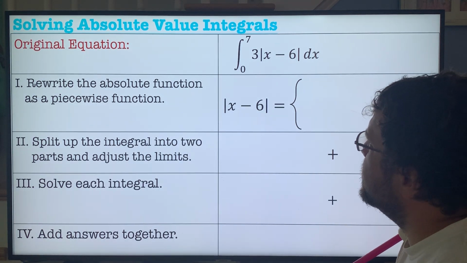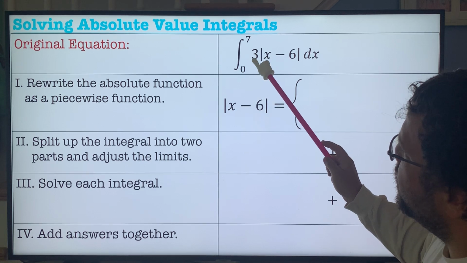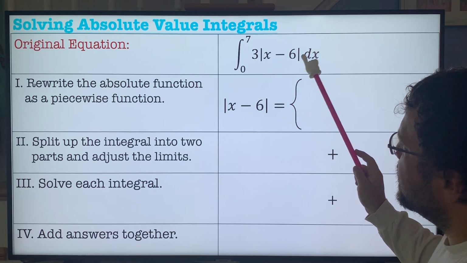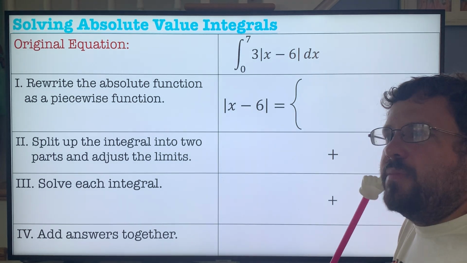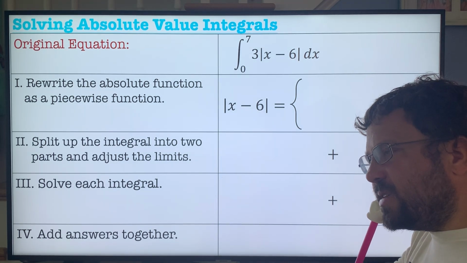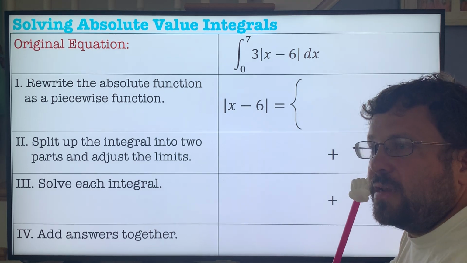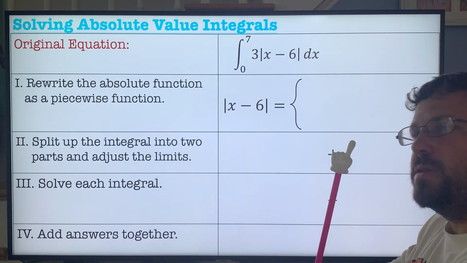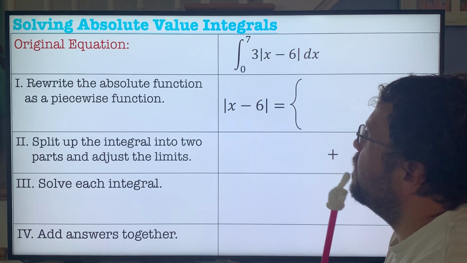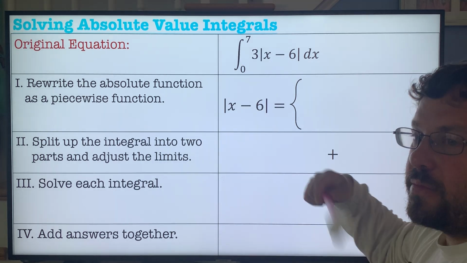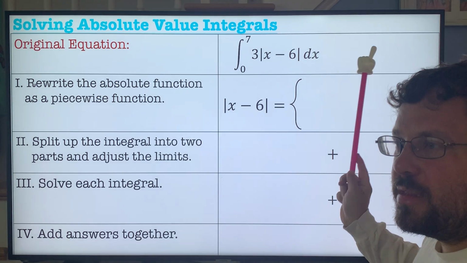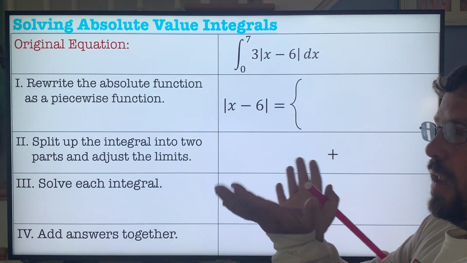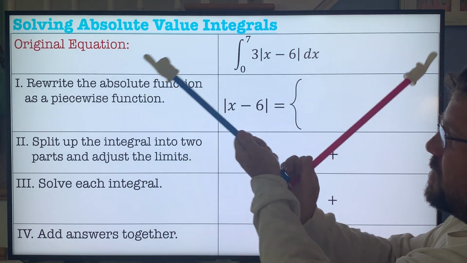You have the original equation right here. You're graphing the integral of 3 times the absolute value of x minus 6 dx from 0 to 7. Now what you know about absolute value is what? It makes everything inside the absolute value symbols positive, right? So that means your graph never goes down. It always stays up, unless this number right here is negative, then it would always go down. But this piece inside is always positive, no matter if it's negative or positive, and it forms the V. Remember, absolute value goes like this.